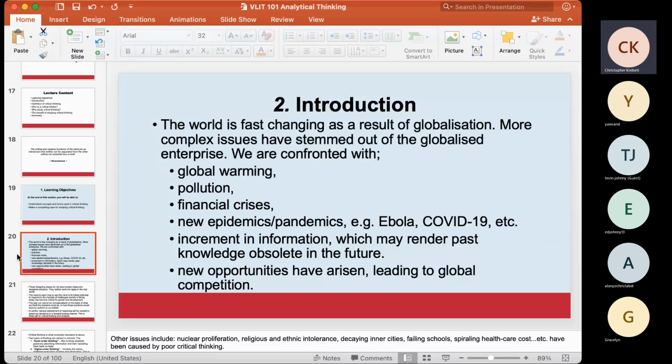These complex issues are demanding that we think. You think about global warming today. We talk about pollution. We talk about all sorts of things. We talk about financial crisis. We are talking about pandemics and epidemics. If you talk about epidemics, you're talking about Ebola, pandemics like COVID-19, which continue to change our world today.